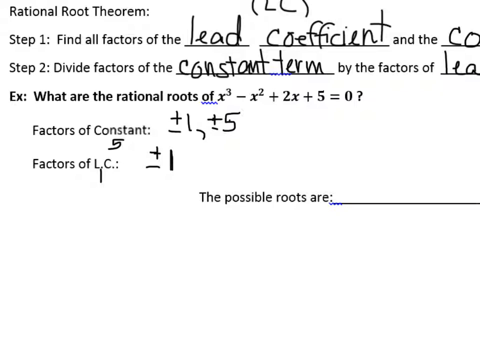Now we do the dividing part. So we take each factor of the constant and we divide it by each of the LC. Well, here, we're just dividing by 1. So we have 1 divided by 1, which is 1. And again, that's plus or minus. And then we have the second one, which is 5. Divide that by 1, and that is plus or minus 5. These numbers will always have the plus or minus in front of it. So our possible roots are a positive and a negative 1, or a positive and a negative 5.